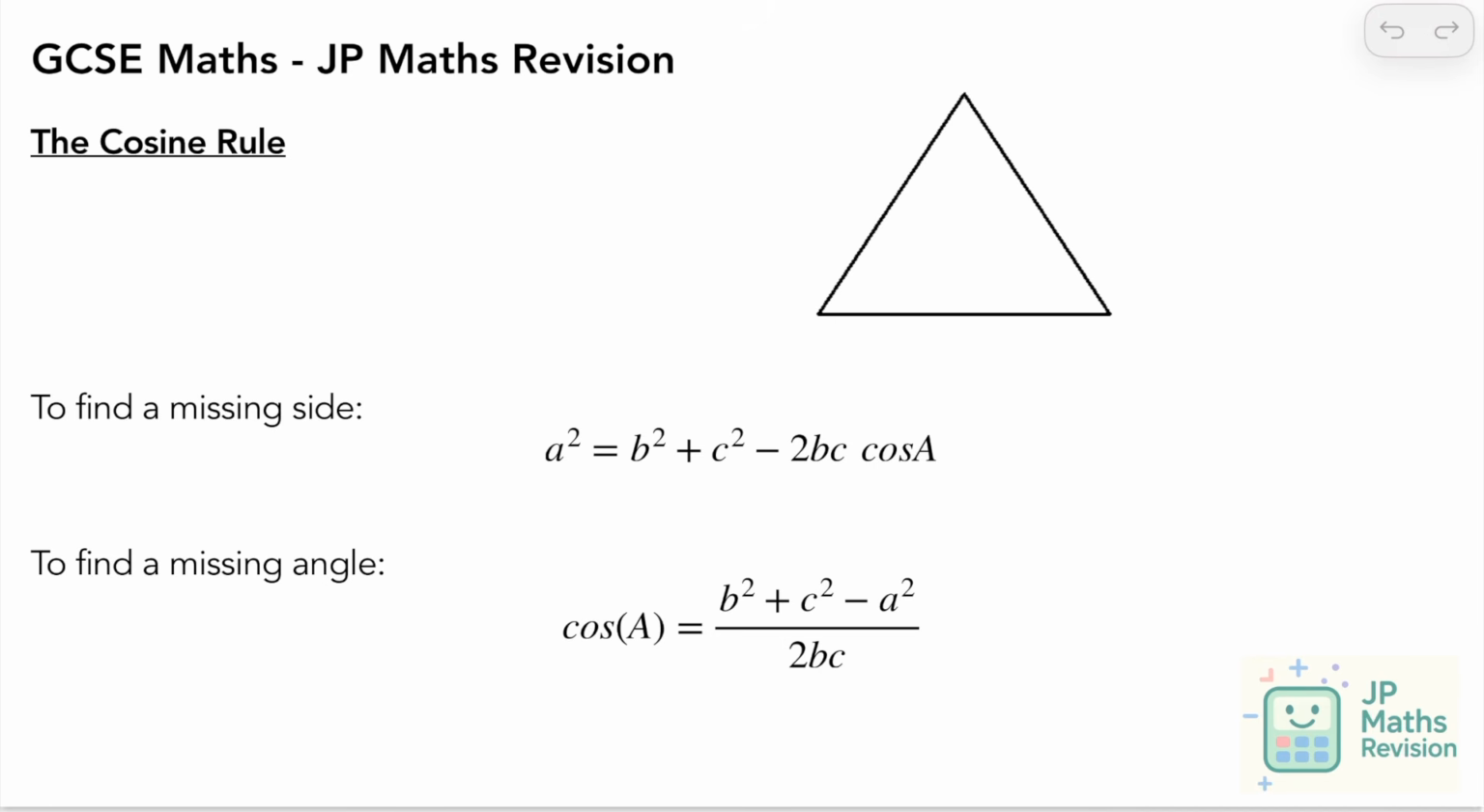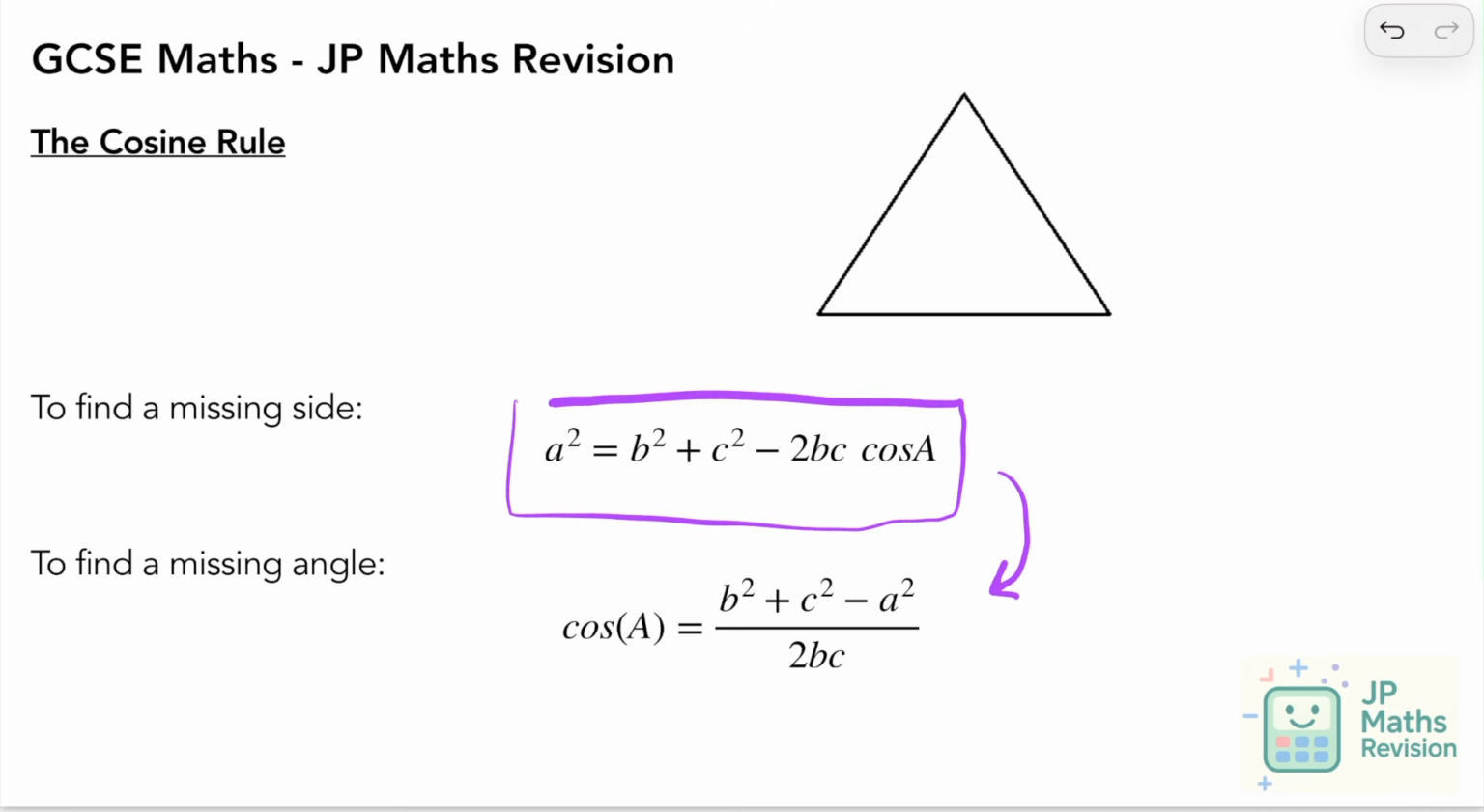So the cosine rule states that to find a missing side we have this formula here: a squared equals b squared plus c squared minus 2bc cos A. If we want to find a missing angle, we can rearrange this version of the cosine rule and we end up with cos A equals b squared plus c squared minus a squared over 2bc.